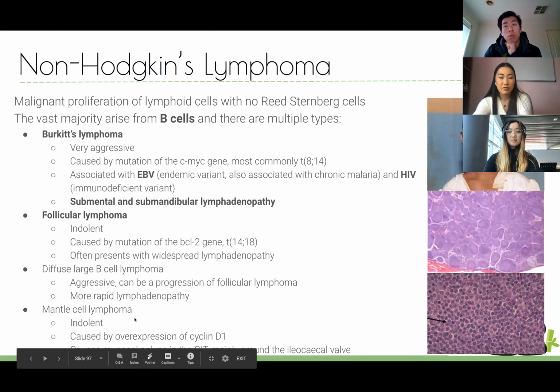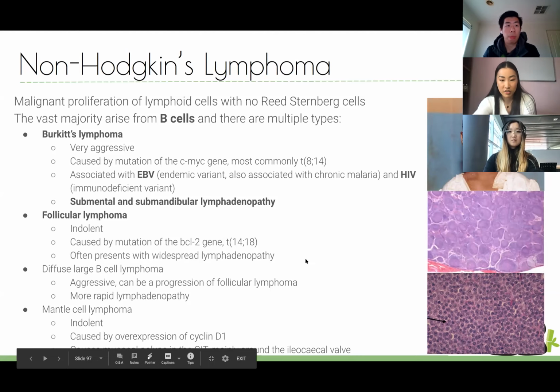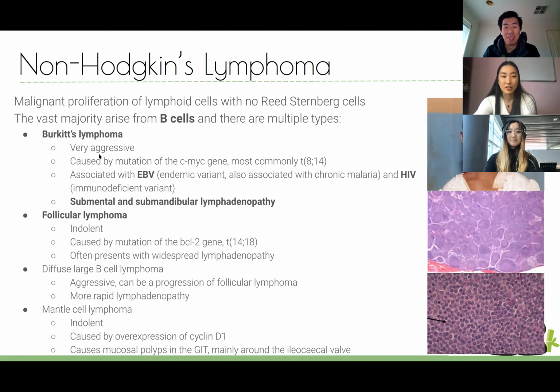And then mantle cell lymphoma I threw in because it's the third most common lymphoma after these two, but I really don't think you have to know much about it. If it did come up, the buzzwords would be that it's overexpression of cyclin D1, and it happens to cause mucosal polyps in the GIT. But I think this is sort of in decreasing order of yield. Like Burkitt's lymphoma, if they were to examine lymphoma, it'd probably be this one. And if it was anything else, I would probably guess follicular. This would be your main aggressive non-Burkitt's lymphoma.